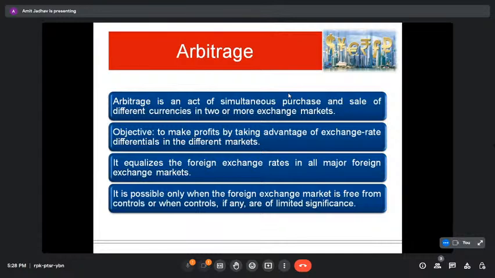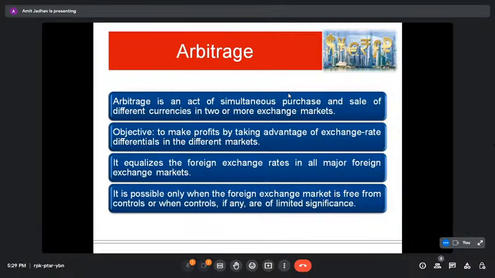So why is it done? Because the main objective behind it is to make a profit, taking advantage of the different exchange markets and the different rates in them. So it equalizes the foreign exchange rates in all major exchange markets. It helps to equalize exchange rates in all major exchange markets.